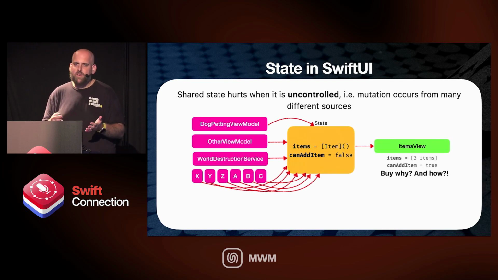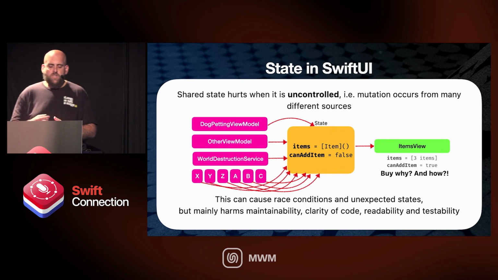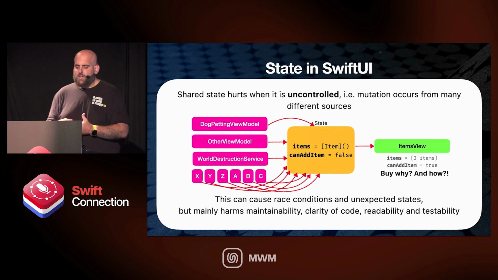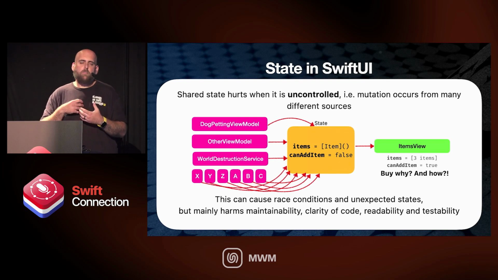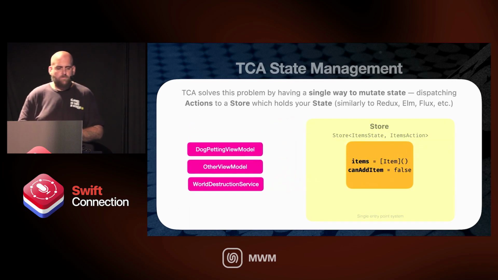Why is this state like this? In reality, we don't really know, because these can happen in any kind of order. So this can cause a lot of race conditions and unexpected states, but really it harms maintainability and our clarity of code and our ability to reason about our code base.